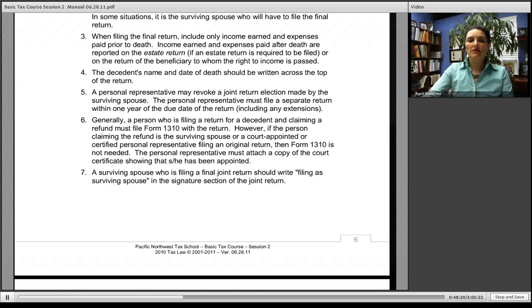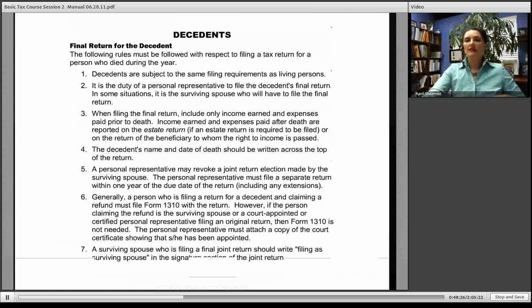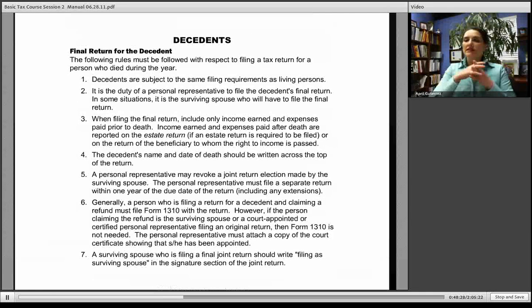So what other things are there to remember about a decedent's tax return? Well, when you're talking about a tax return for a decedent, the first rule is that decedents are subject to the same filing requirements as living persons. So when you're looking at whether a final return needs to be filed for a decedent, you would look at how much income they made for the year prior to their death, and you would see if the amount of income earned is equal to or greater than the amount shown in the table for their filing status.